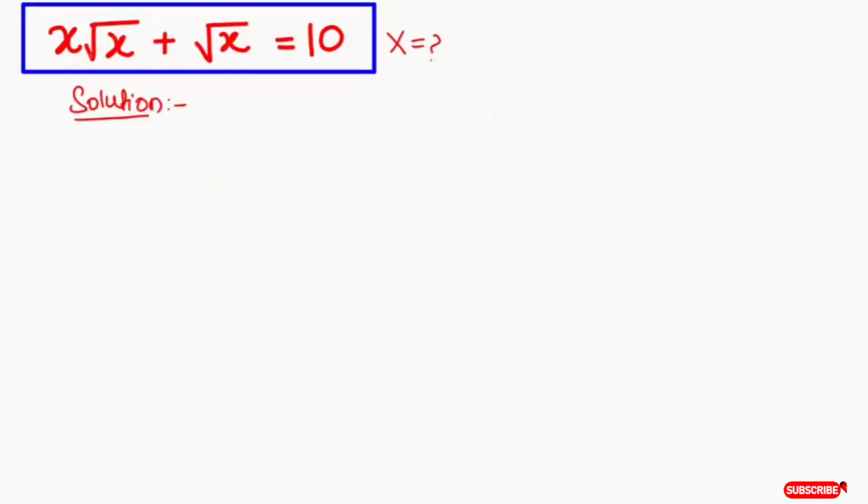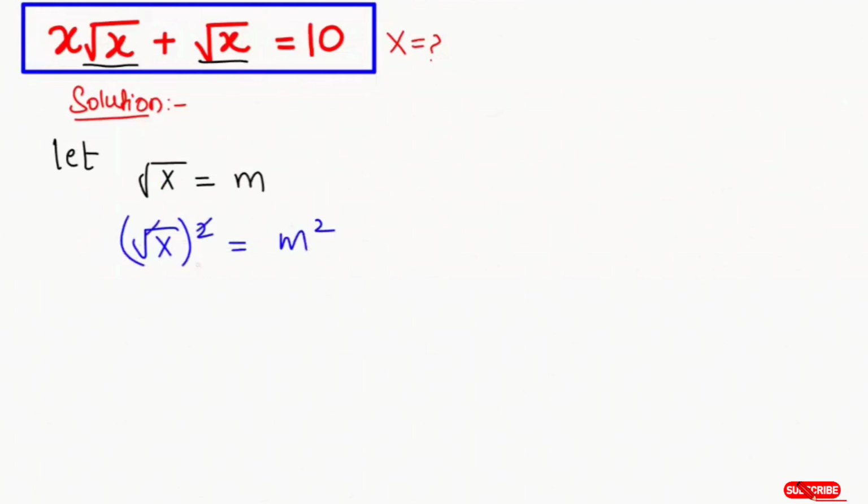Here we have the root of x is common. So I am going to let root of x is equal to m. And if I want to find out the value of x, I'm going to take the square on this side. This and this get cancelled. x is equal to m square.